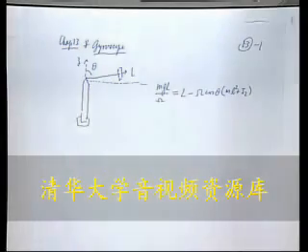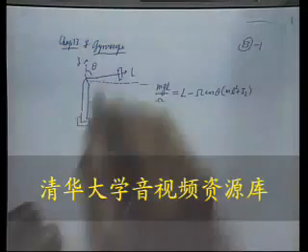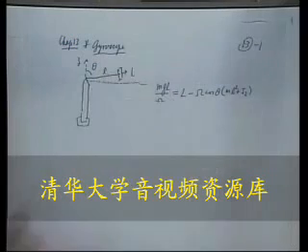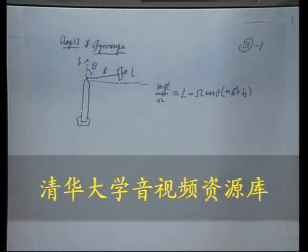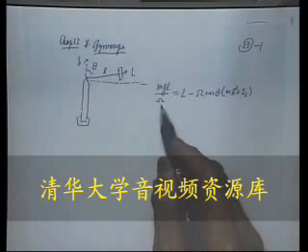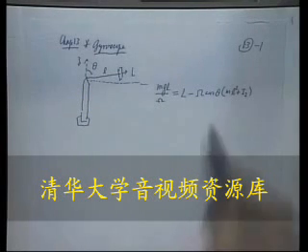mg is the weight of this body. This rod is supposed to be weightless. The length of the rod is supposed to be L. Theta is this angle. Theta can be 90 degrees, but it can be bigger or smaller than 90 degrees. Capital omega is the angular velocity around the z-axis if it goes smoothly.